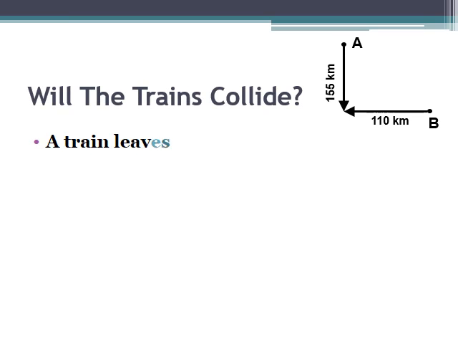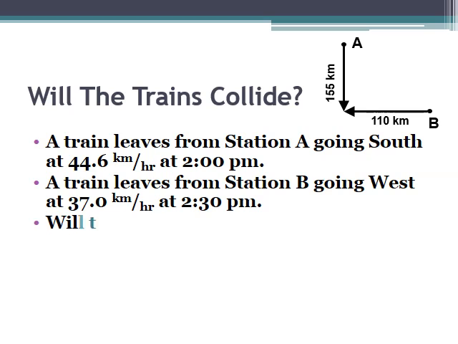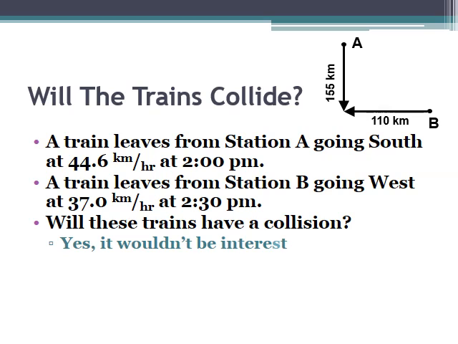So the next question is, if we have a train that's leaving from train station A going south at 44.6 kilometers per hour at 2 p.m., and then a train leaving from train station B going west at 37 kilometers per hour, leaving at 2:30, will they collide? Well, I wouldn't ask this problem if I didn't have them collide. It wouldn't be interesting otherwise. So really the question is, what time will they collide?